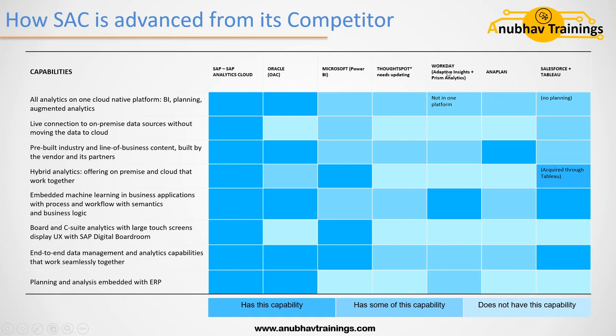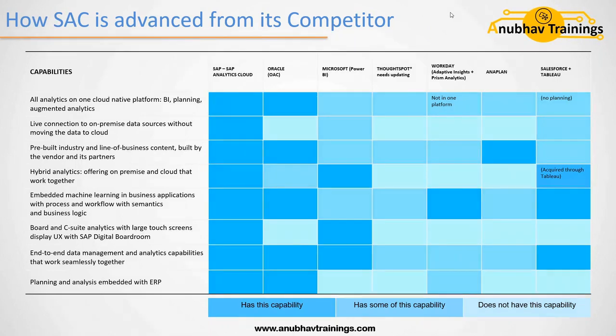Now you see Workday, Adaptive Insight, Prism Analytics. So you see here Anaplan, you see Salesforce Tableau. See, Salesforce Tableau doesn't have planning. Okay, so Salesforce Tableau is only good in this. It has some capabilities of this, but it has no capability of digital boardroom. It has no capability for ERP planning.